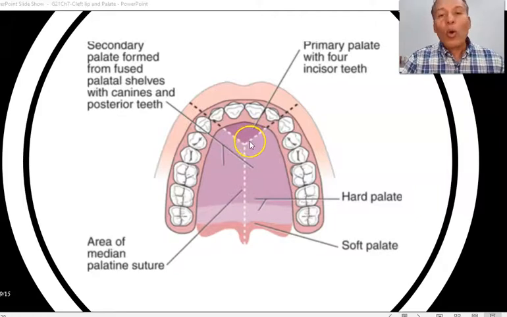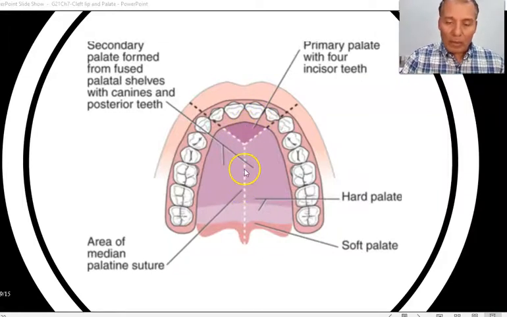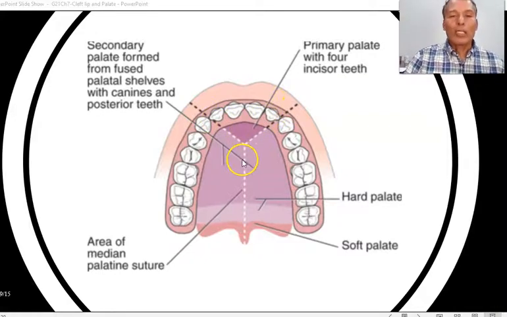So this is why the combination occurs. If there's a cleft palate, then most likely in 50% of the cases you will have a cleft lip, either on one side or two sides.